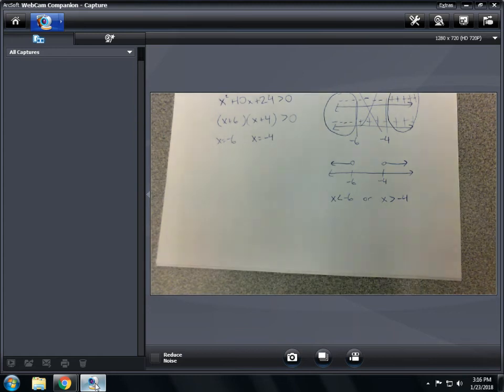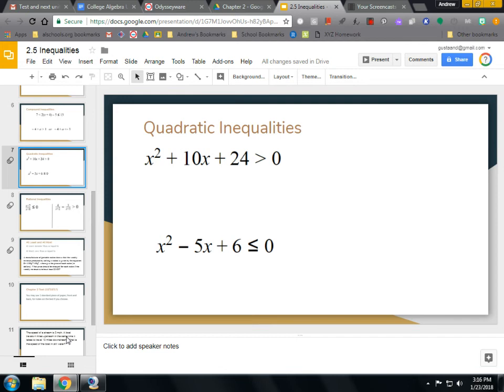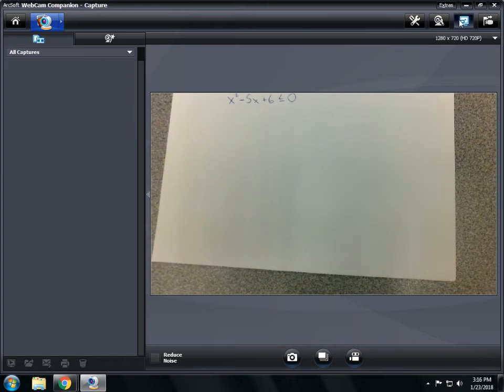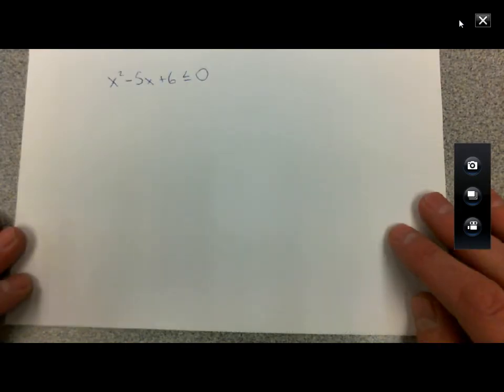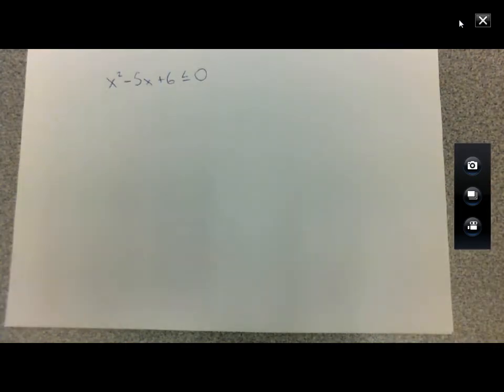All right, let me do another example. So we have this one here, x squared minus 5x plus 6. If you think you've got this, if you think you kind of have a handle on it, try it on your own first. Pause it and try it on your own. I am going to go through it right now, though, because I know it can be very confusing. So I want to show it one more time. All right, so here is my quadratic inequality. So again, I'm going to factor it.